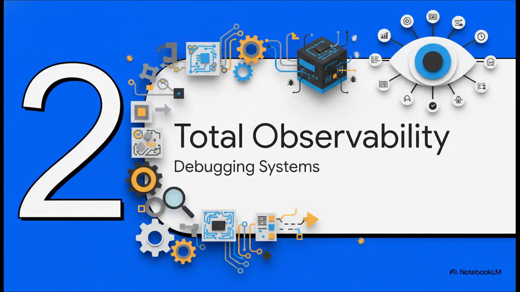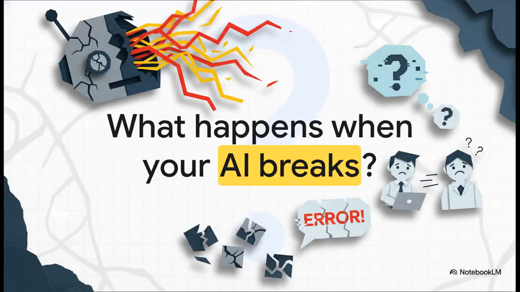Moving on to Section 2, Debugging and Total Observability, Seeing Inside the Black Box. Now we get to the terrifying question literally every developer dreads. What happens when it breaks? You deploy this perfectly crafted AI, a user asks a totally simple question, and boom, your AI spits out a confident, completely fabricated lie. It's kind of like a toddler trying to explain quantum physics.